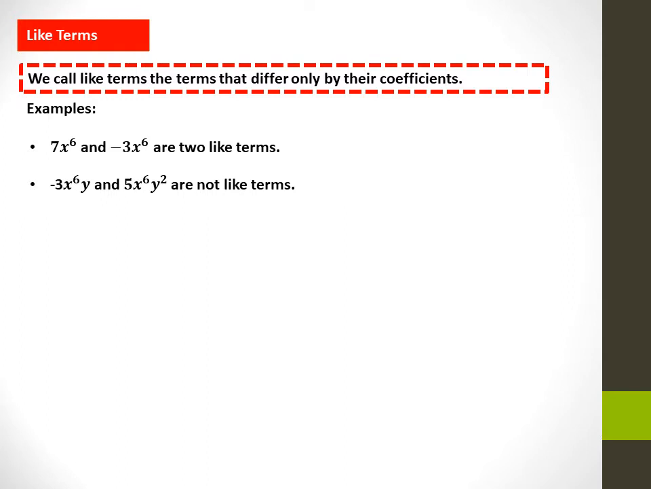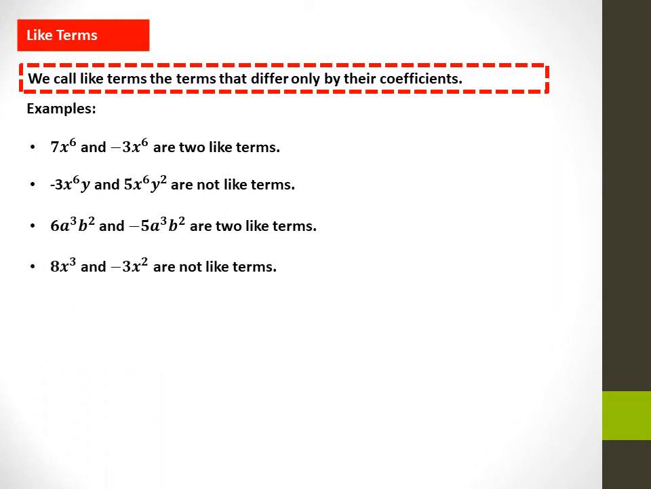Both terms have x and y as variables, but the exponent of the variable y is 1 in the first term, but 2 in the second term. 6a to the power of 3 b to the power of 2 and negative 5a to the power of 3 b to the power of 2 are two like terms. 8x to the power of 3 and negative 3x to the power of 2 are not like terms. The variable x is the same in both terms, but the exponent of the variable is 3 in the first term and 2 in the second term.